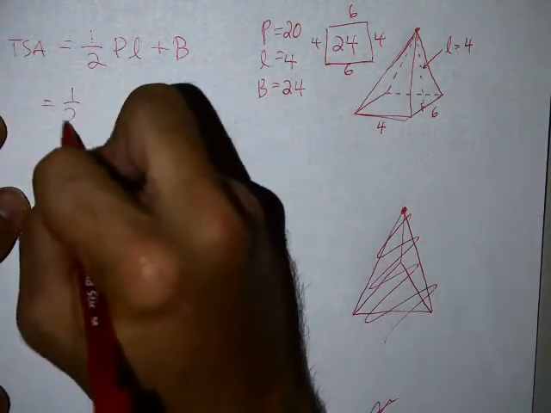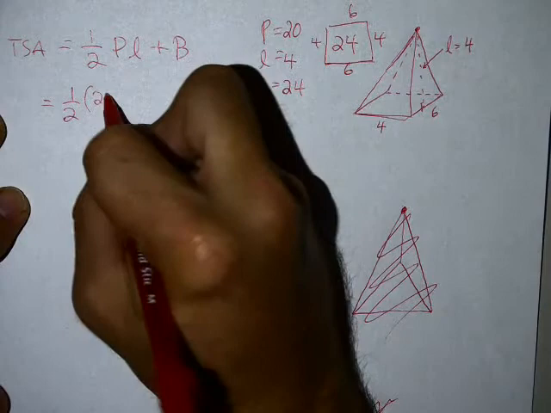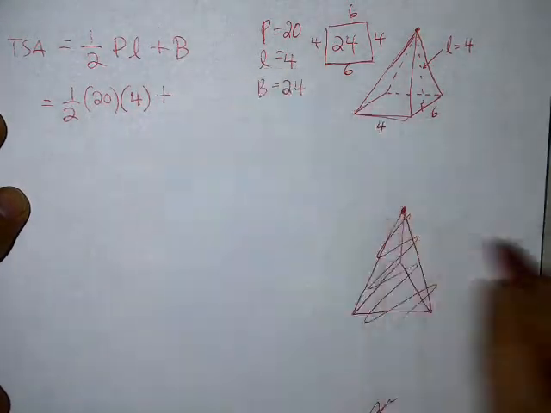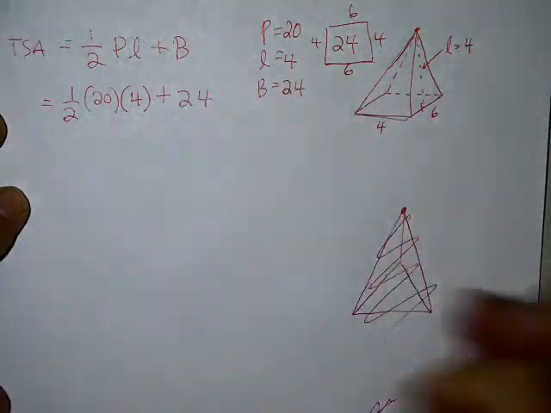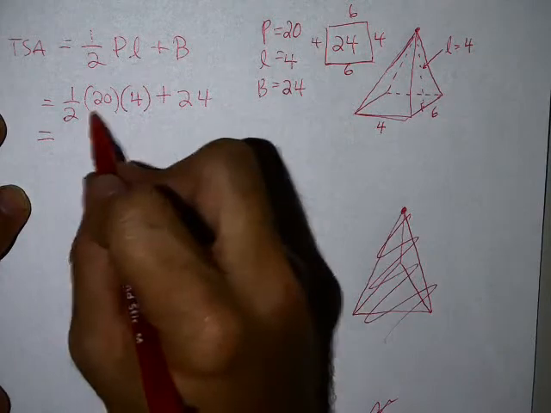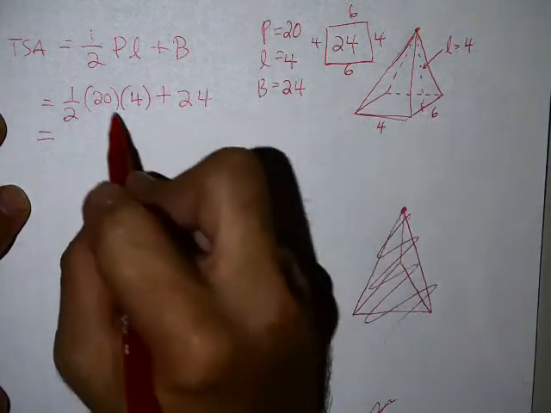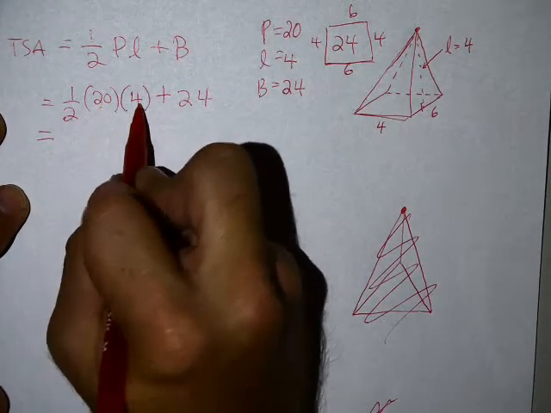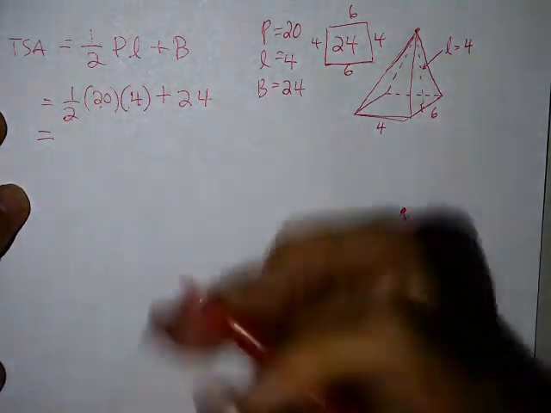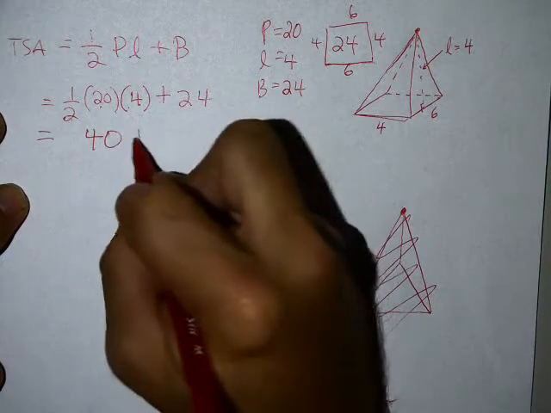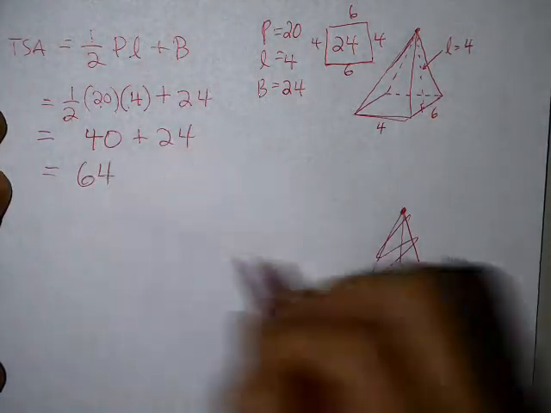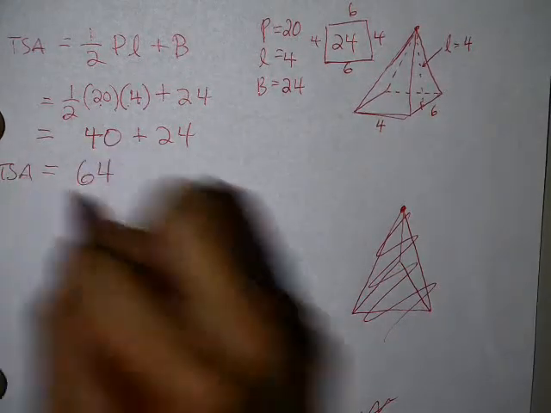So then I work out my formula. 1/2 of 20 times the slant height of 4 plus the area of the base 1 time, because there's only one base. Finding half of this, you can do a lot of different ways. You can do half of 80, which is 40. You can do half of 20, which is 10, times 4, which is 40. You could do half of 4, which is 2, times 20. Either way, you're going to get 40. And then just add that base 1 time. You get your total surface area of 64.